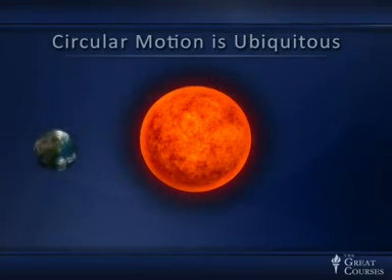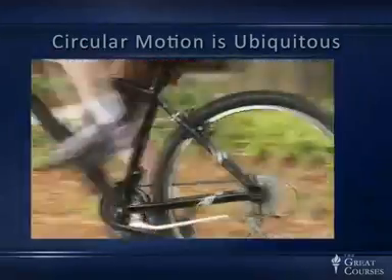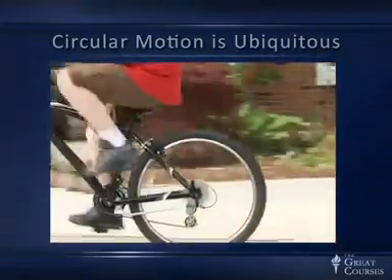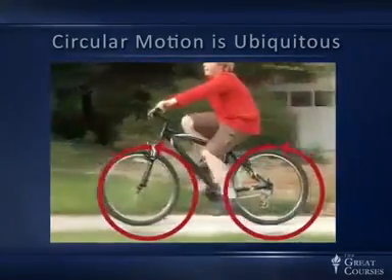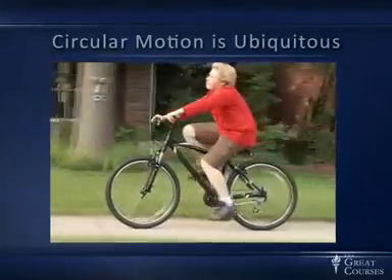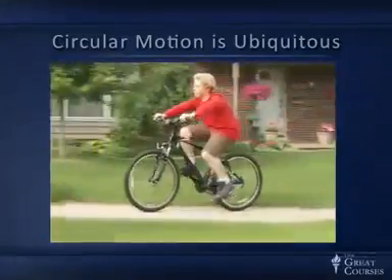And finally, here's an everyday thing, a bicycle. The bicycle is going, in this case, in a straight line, but the wheels and the pedals are undergoing circular motion. Pick a point on the wheel, pick the valve stem where you insert air, and that's going in a circular path. Look at one of the feet on the pedal, and it's undergoing circular motion. Circular motion is ubiquitous, and circular motion is accelerated motion.